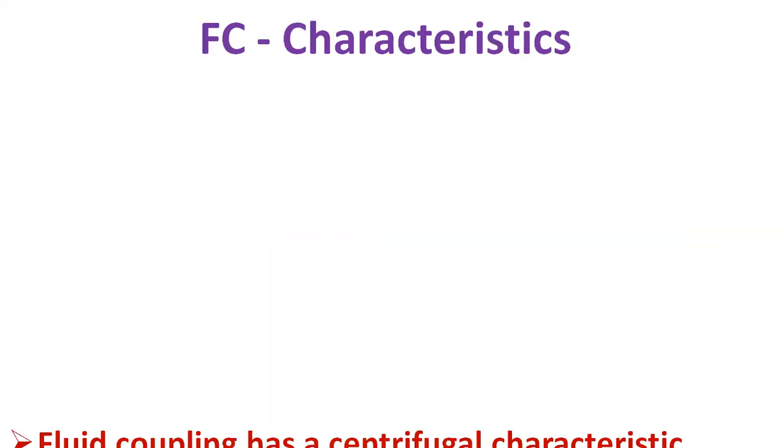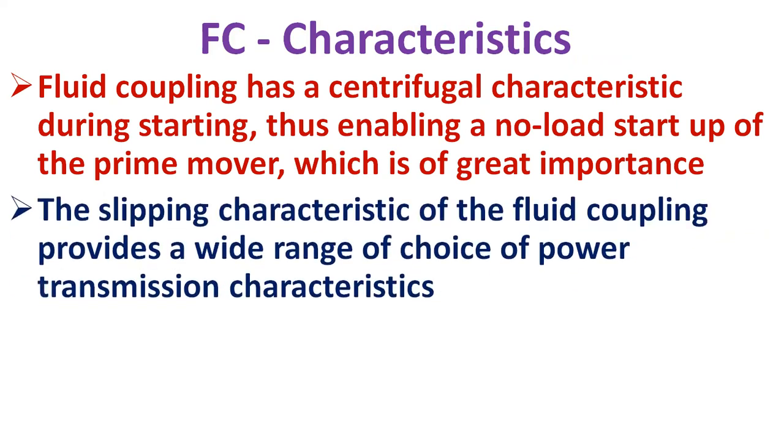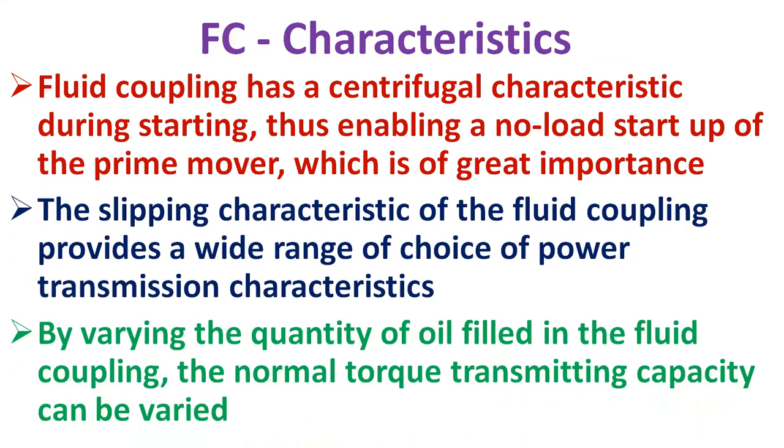If we see the characteristics of the fluid coupling, it has centrifugal characteristics during starting, thus enabling no load startup of the prime mover, which is of great importance. The slipping characteristics of the fluid coupling provide a wide range of choice of power transmission characteristics. By varying the quantity of oil filled in the fluid coupling, the normal torque transmitting capacity can be varied. The maximum or limiting torque of the fluid coupling can also be set to a predetermined safe value by adjusting the oil filling. The fluid coupling has the same characteristics in both directions of rotation.